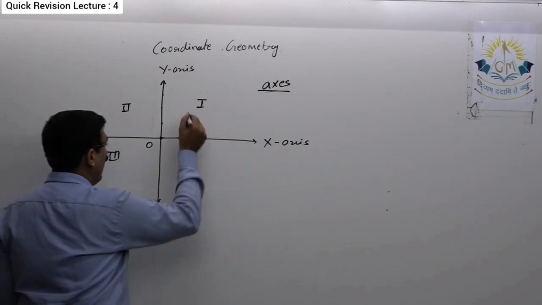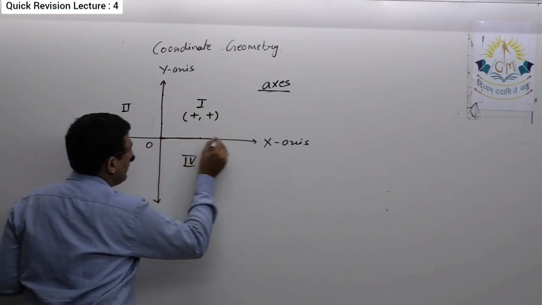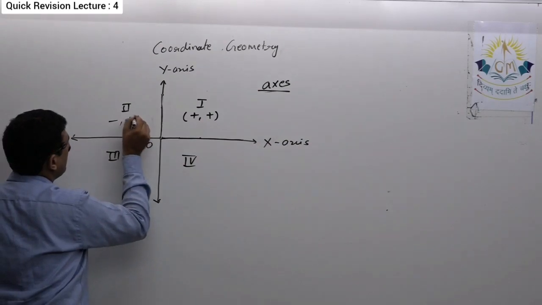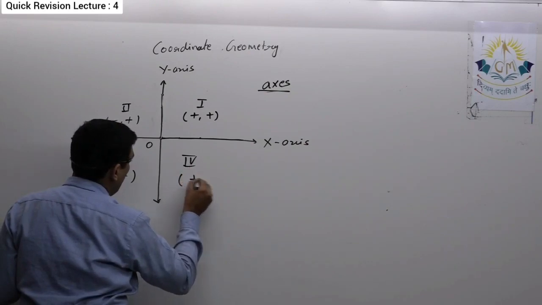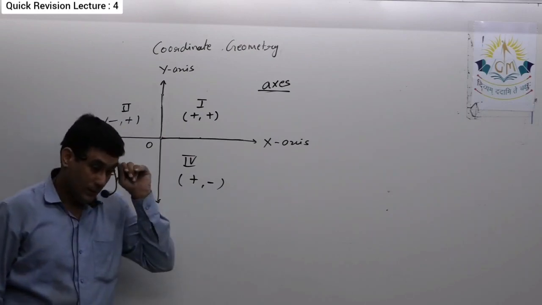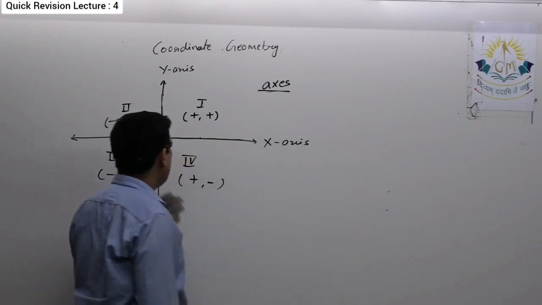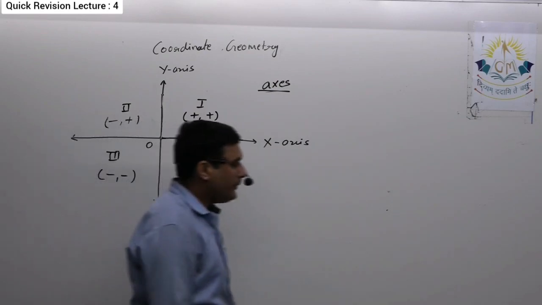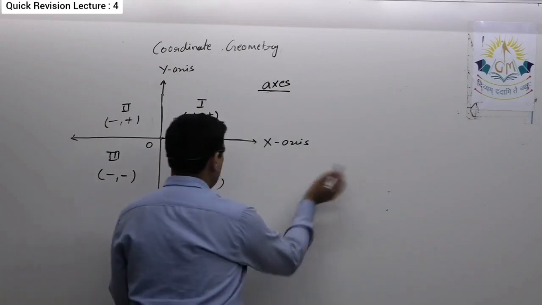Now the sign of the abscissa and ordinate in the first quadrant both are positive. You can see x is positive, y is positive. Over here x is negative, y is positive. Over here both are negative, and over here x is positive, y is negative. So the very first thing that you should understand is the sign convention of the coordinates in the different quadrants: first, second, third, fourth. Now a question may be asked directly as to which quadrant the following points lie in. Now let us see some examples.